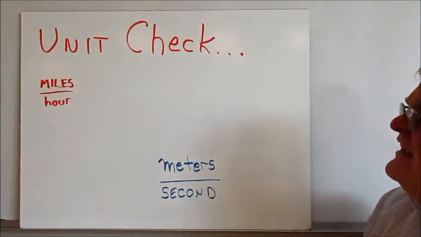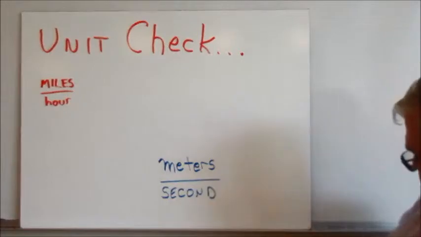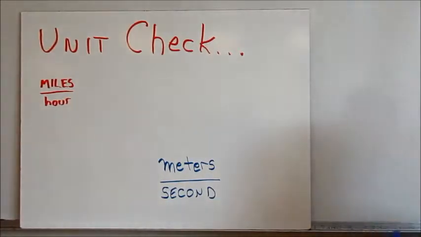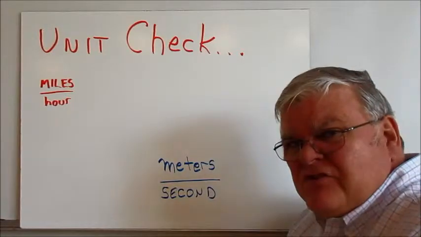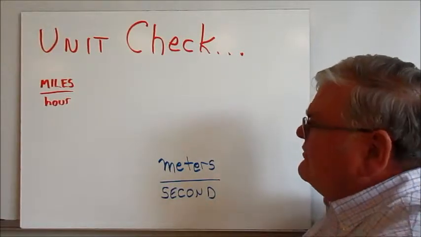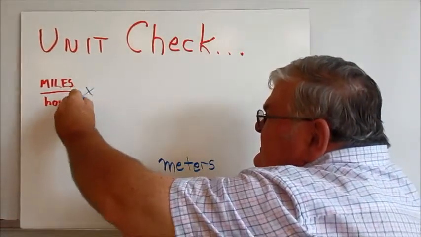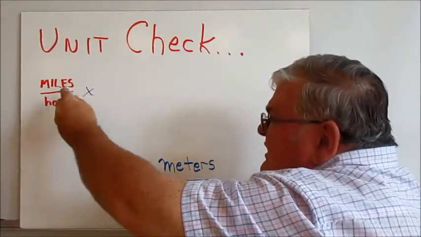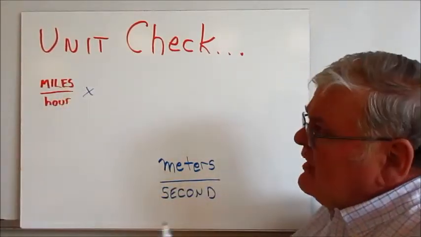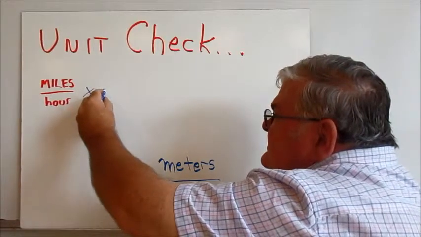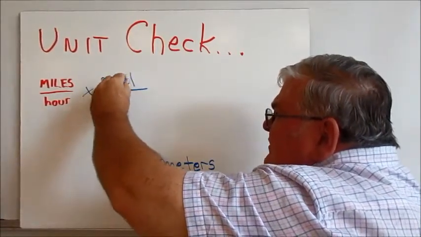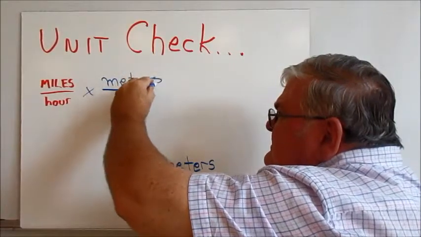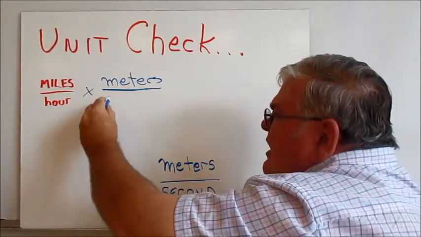All right, here we go for our unit check. Okay, we want to go from miles per hour to meters per second. So first, let's get rid of the miles. Times, you want to get rid of miles, so they have to have miles on the bottom. So you're going to have meters per mile.